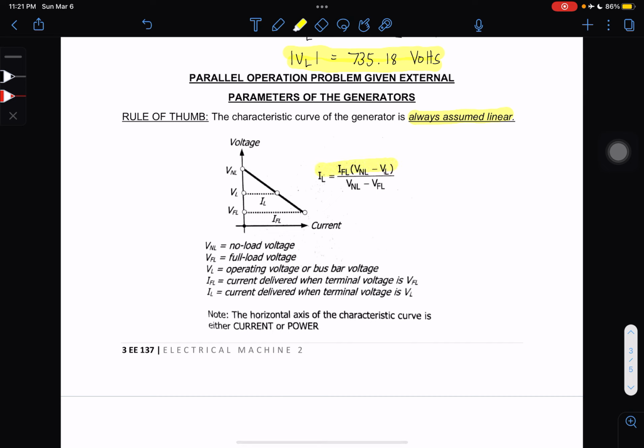So we have here our formula. If na ay given sa problem nga IFL or the current delivered when voltage is VFL. So IL is equal to IFL multiply to VNL, the no load voltage, minus the VL or the operating voltage or bus bar voltage, divided by VNL minus VFL or the full load voltage. So take note that the horizontal axis of the characteristic curve is either current or power. So depende sa problem. But here nag-assume ta nga current atuang horizontal axis.